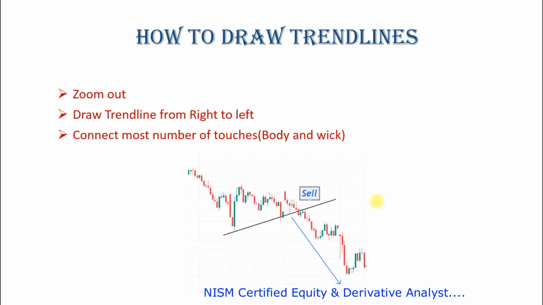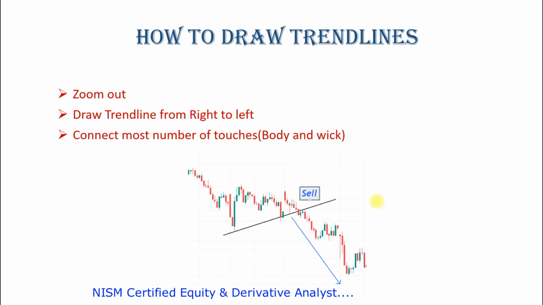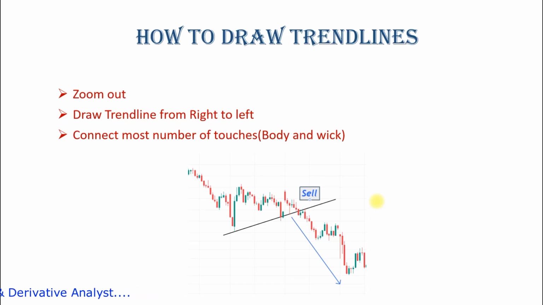We need to know how to draw the trend lines. In order to draw the trend line, we have to zoom out the chart, and we have to draw the trend line from right to left and connect the most number of touches. Here in the picture, we can see this is the first touch, second touch and the third touch.